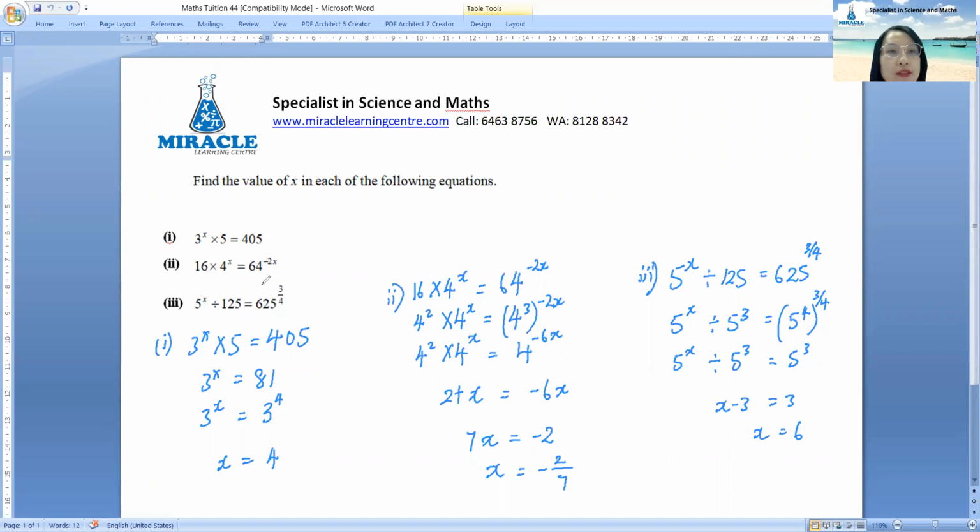Let us look at this indices question. Find the value of x in each of the following equations. Okay, so the first one over here, we have 3 to the power of x times 5 equals 405.